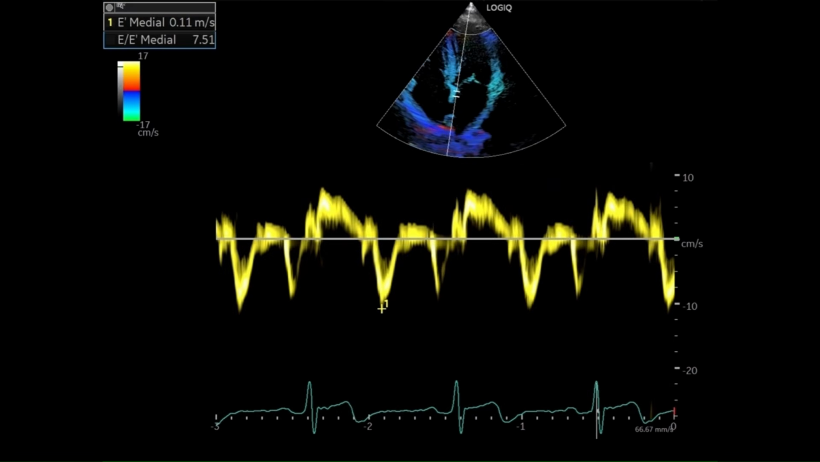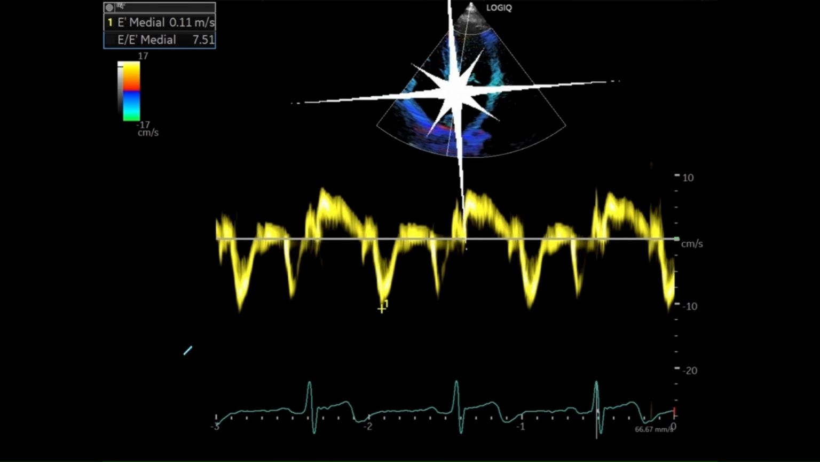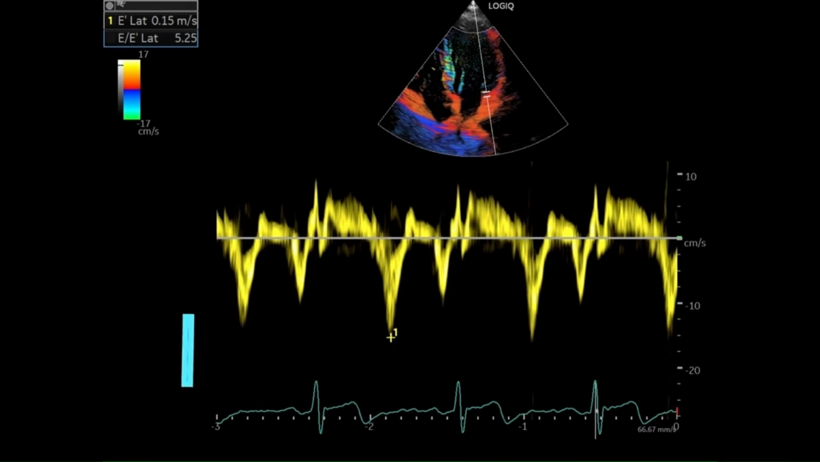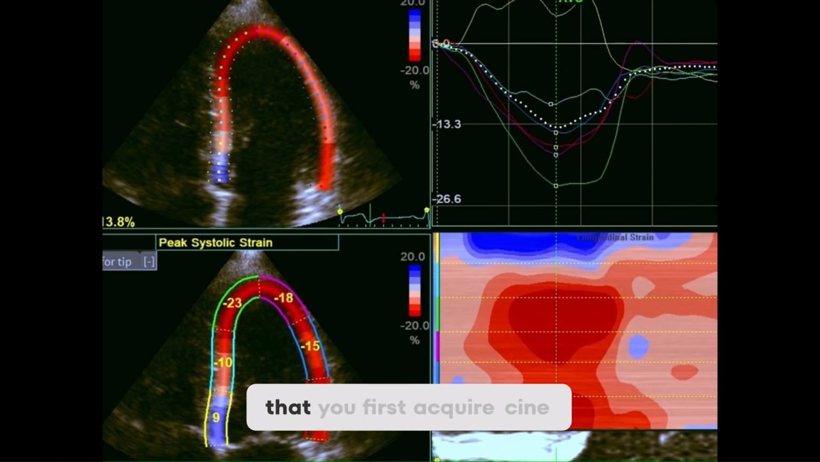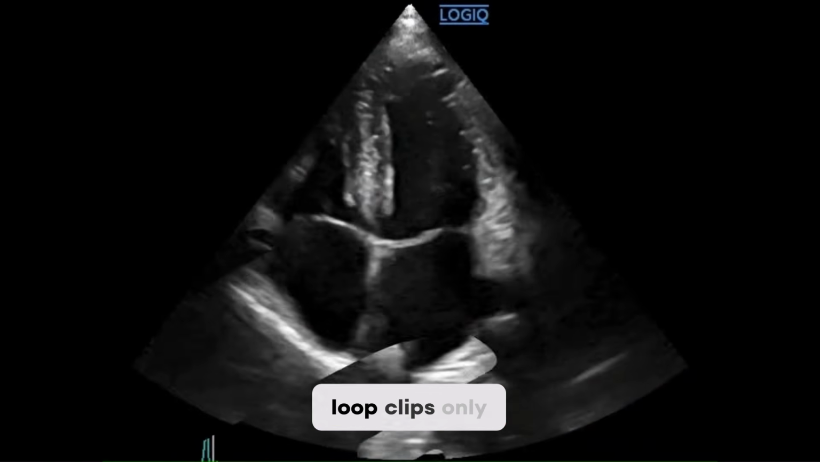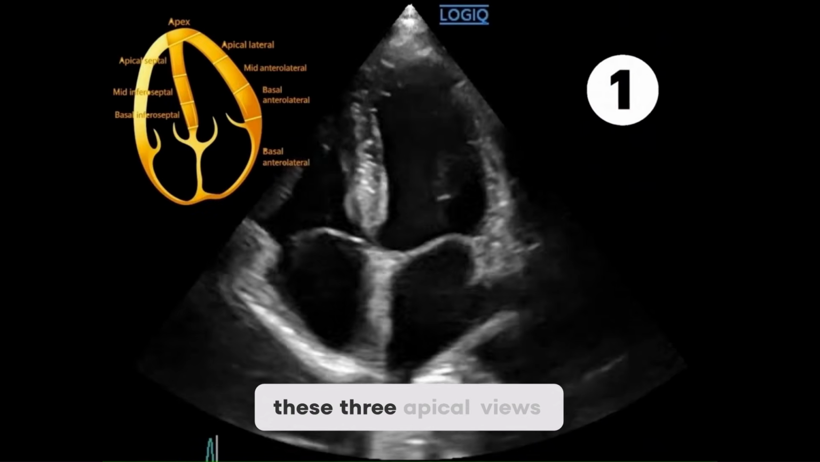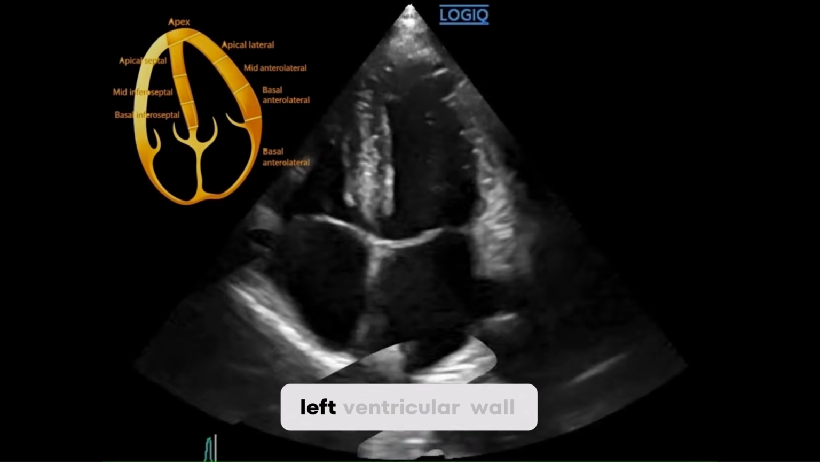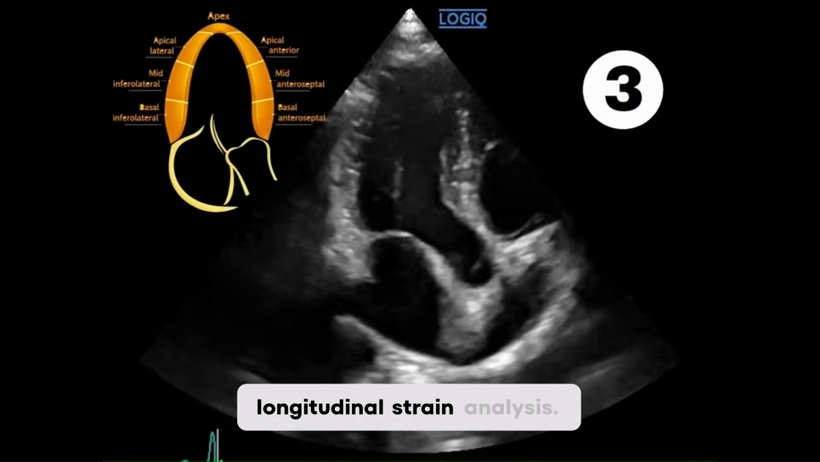Using tissue Doppler imaging, acquire cineloop sweeps at both the septal, aka medial, and lateral mitral annulus. If the location where you're working performs myocardial strain and has an oncology department, I recommend that you first acquire cineloop clips only, without any measurements of the following views. These three apical views provide complete left ventricular wall coverage required for global longitudinal strain analysis.